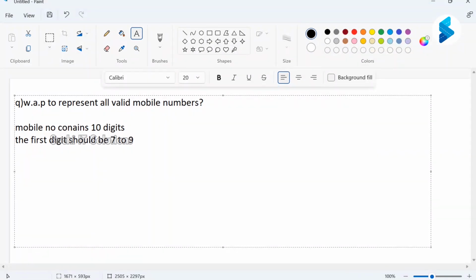Now, guys, everyone can tell, the first digit should be 7 to 9. Now tell, everyone. 7 to 9. Very good.